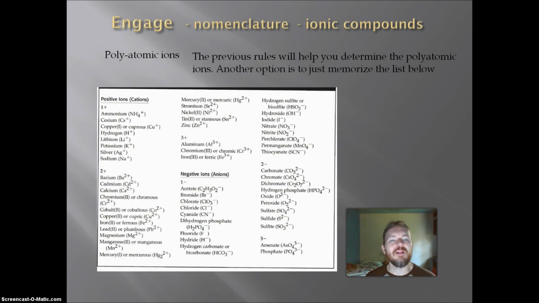If you don't want to follow the rules and you just want to memorize the ions, this is a list from your textbook. If you memorize the ions on this list, you will be able to work at a high 4, low 5 level throughout the entirety of this class.